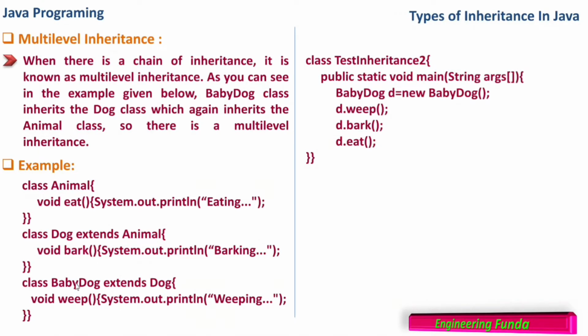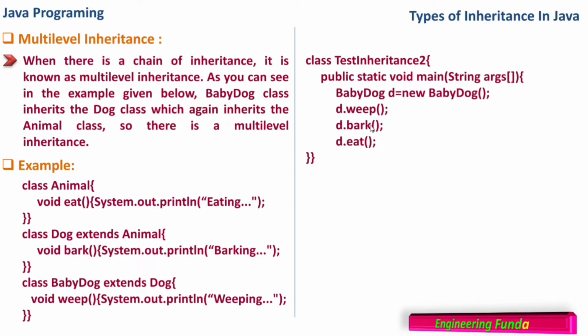Now to test this multi-level inheritance, we have created another class, TestInheritance2. Then we have public static void main, and we have created an object d for the class BabyDog. Now we are calling the method weep with the object d of the class BabyDog. So d.weep will call this weep, and what is expected is it will print weeping.